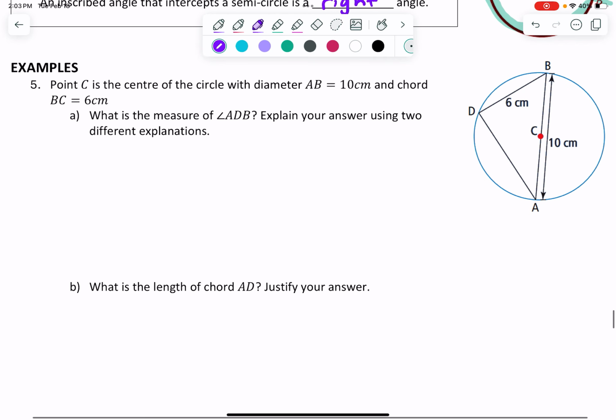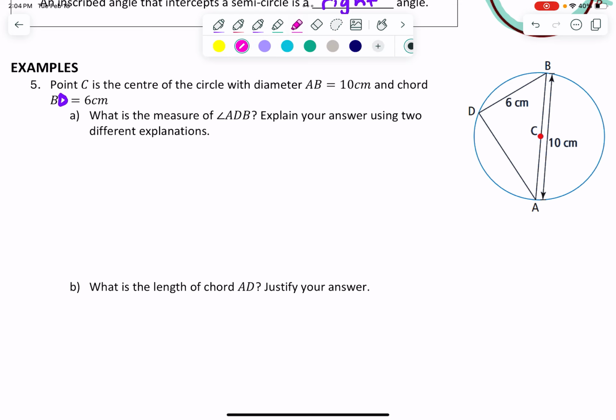Point C is the center of a circle with a diameter AB, which is 10 centimeters long, and chord BC, which is 6 centimeters. Oops, I think there's a typo here. It should be chord BD, because BC wouldn't be a chord, it would be a radius. What is the measure of angle ADB? Explain your answer using 2 different explanations.